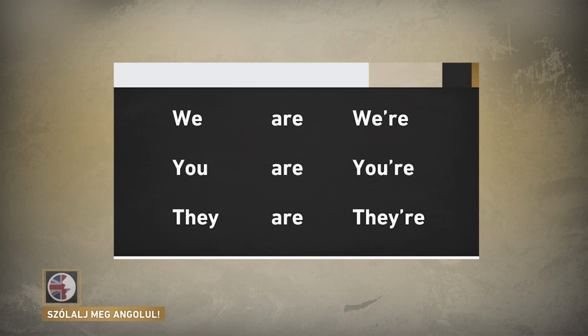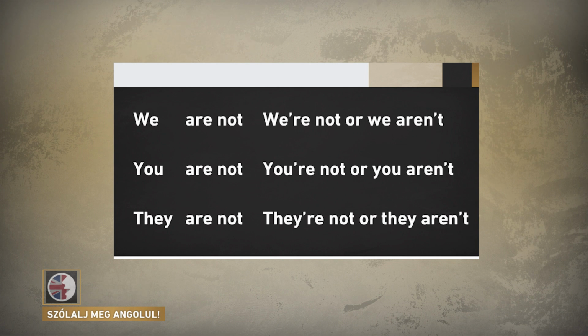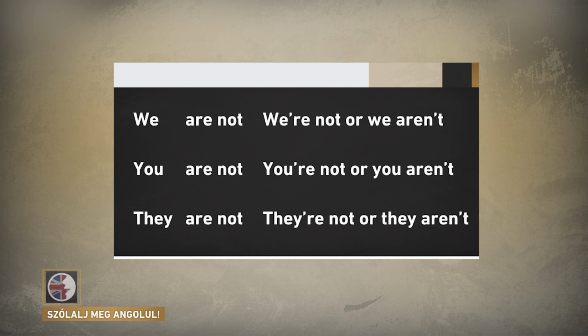And now the positive plural. We are or we're. You are or you're. And they are or they're. And now the negative plural. We are not, we're not, or we aren't. You are not, you're not, or you aren't. And they are not, they're not, or they aren't.